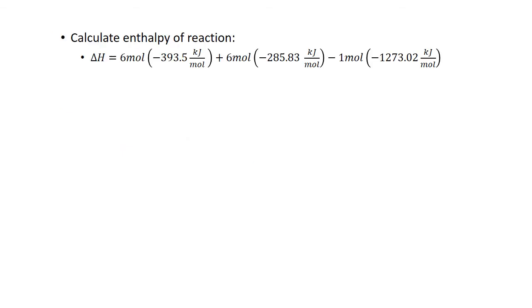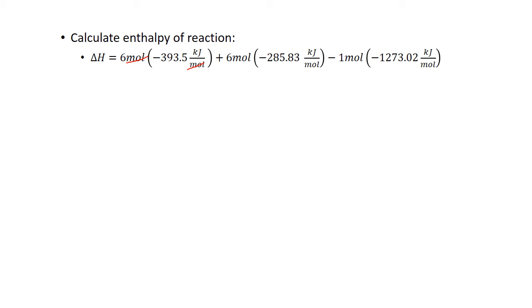Calculate the enthalpy of reaction, delta H. So notice how the units go here. The coefficients in the reaction stand for numbers of moles. So this is the CO2. The coefficient stands for 6 moles, and notice moles cancel. So 6 moles times the enthalpy of formation for 1 mole.